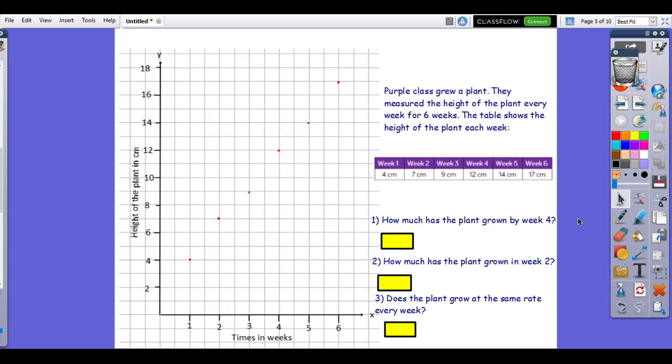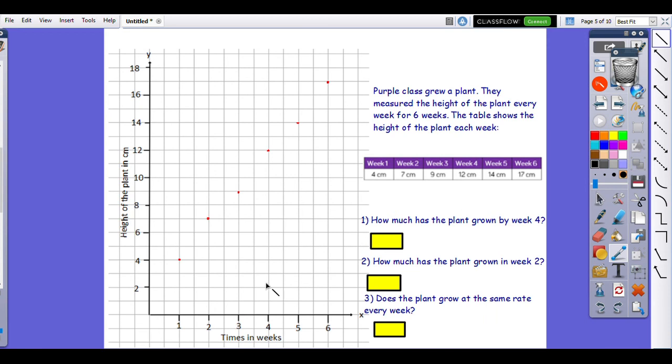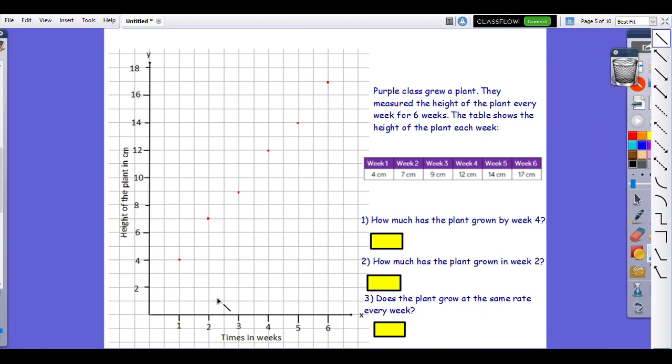Okay, once you've drawn your graph, then you can see here we've got some questions. So the first thing I'm going to do is I'm going to connect up my dots, which I haven't done yet, because I need to be able to see exactly where the line is to be able to answer these questions. Okay, now I'm going to start in the corner here.